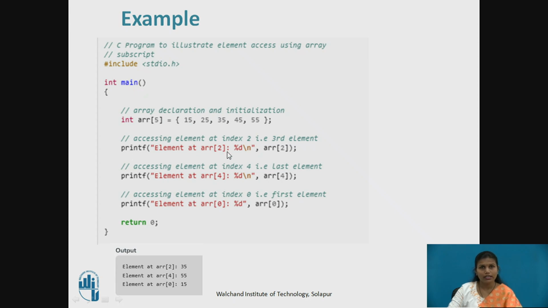So here we have printed only the value at position arr[2]. Just count it: 0, 1, 2. So this statement will print the value 35. Next statement, element at arr[4]. Whatever the fourth position element is, that element we are displaying over here. You can see 0, 1, 2, 3 and 4. So here the value 55 will be printed, and at the end arr[0], that is nothing but the value 15, is going to be printed.